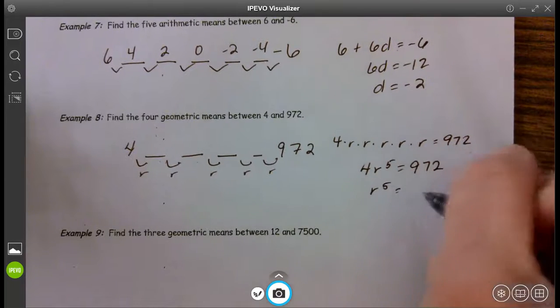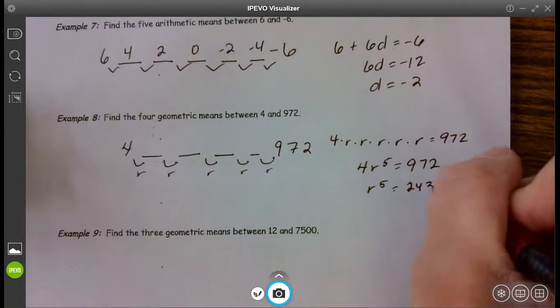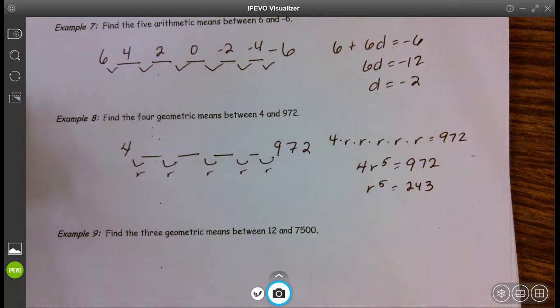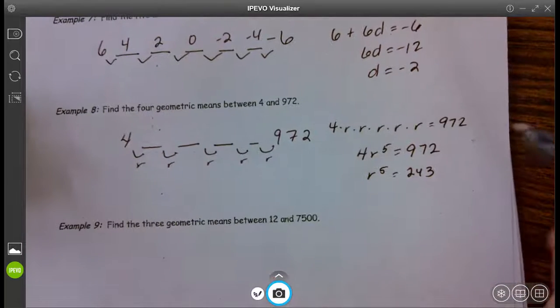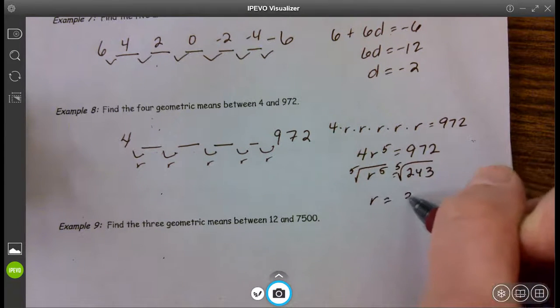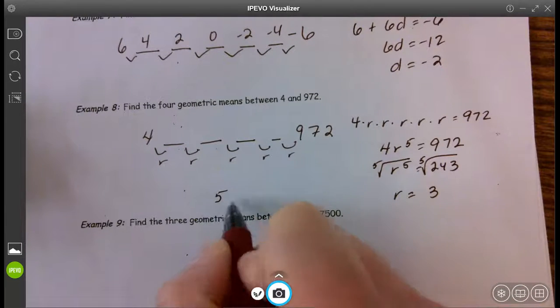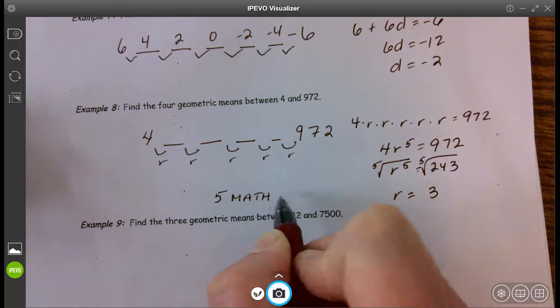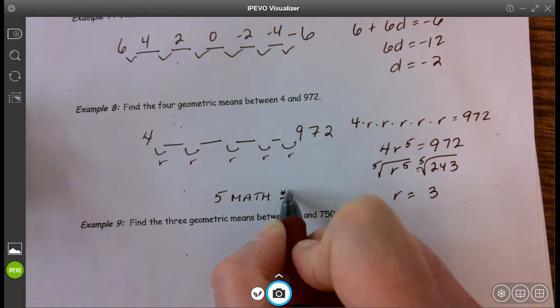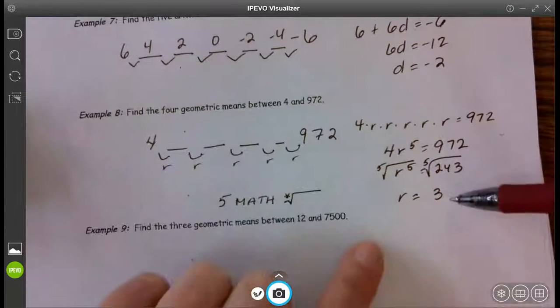When I divide both sides by 4, I'll get 243. And then when I take the 5th root, I get 3. So how do you do this? In your calculator, you type 5, you hit the math button, you go to this asterisk that's in the index part of the radical, and you hit enter. This 5 represents that star, so it'll be a 5th root. All right, so you took the 5th root and you got it was 3.